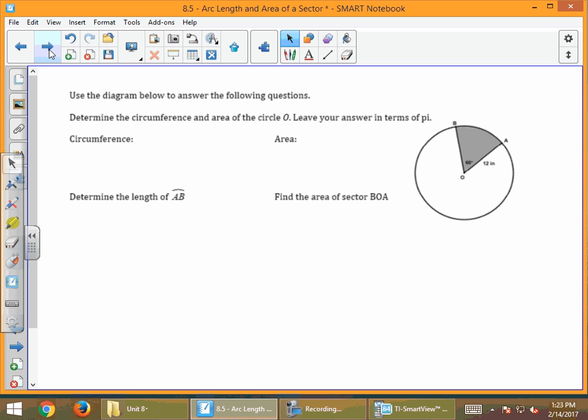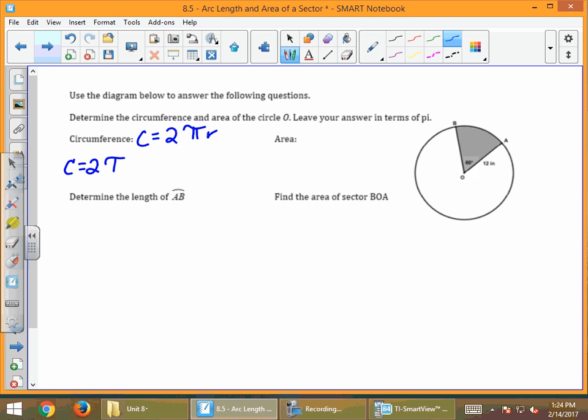Hey, in this last example, we're going to find the circumference, area, an arc length, and an area of a sector. So again, what is the formula for circumference? Yes. 2 pi r. Right? You don't have to memorize this, you'll be given this. Okay? Well, r represents the what? Radius. So what is our radius?